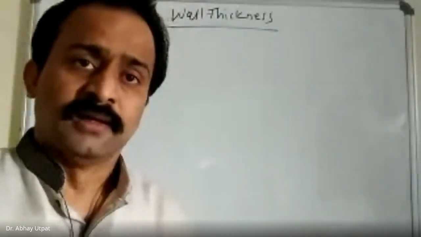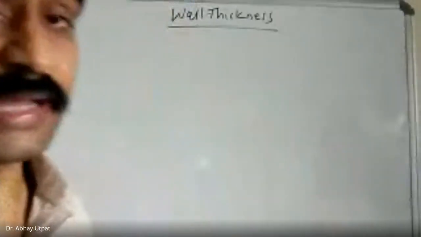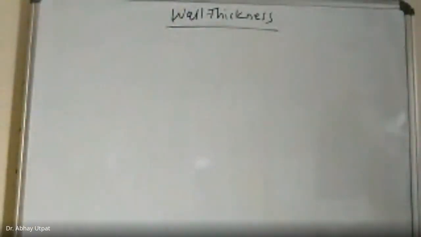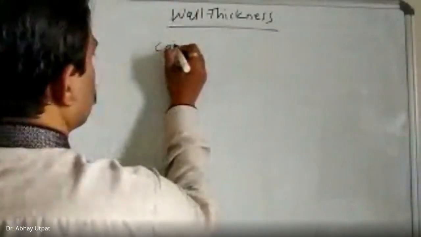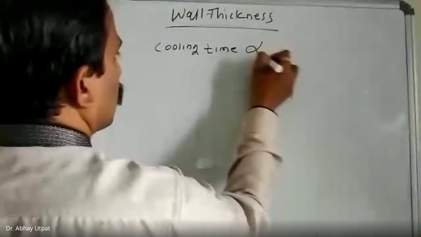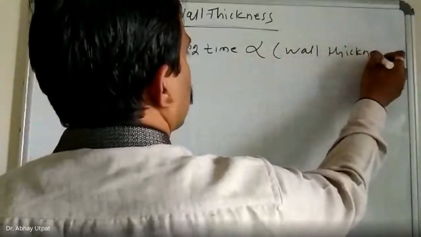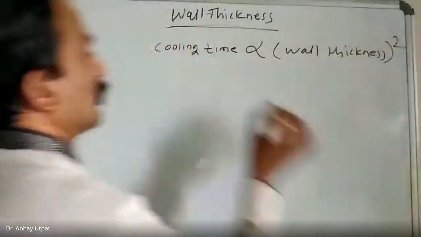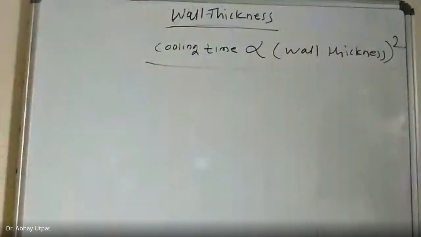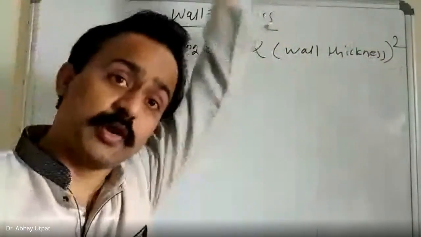Hence, it is always preferable to have minimum wall thickness, because cooling time is directly proportional to the square of the wall thickness. This may be asked in the MCQ or objective type question. Cooling time is directly proportional to the square of wall thickness. So higher the wall thickness, cooling time is proportional to the square of it.